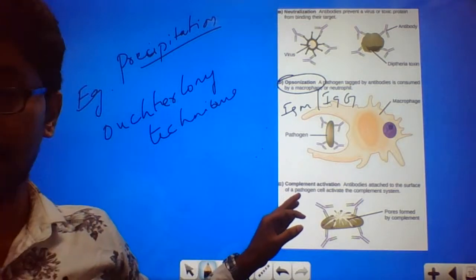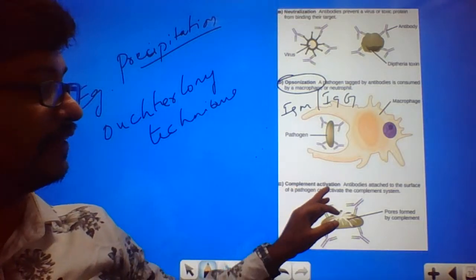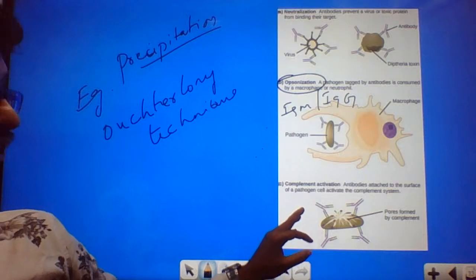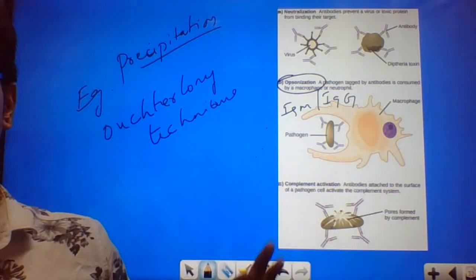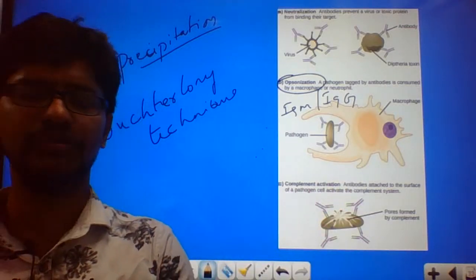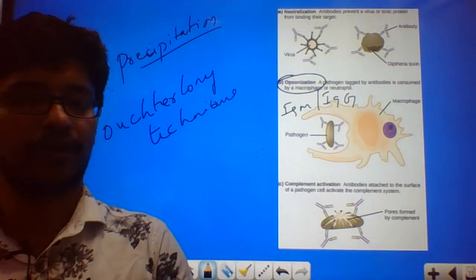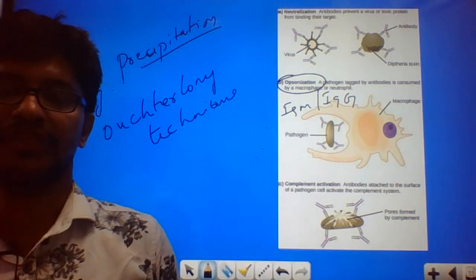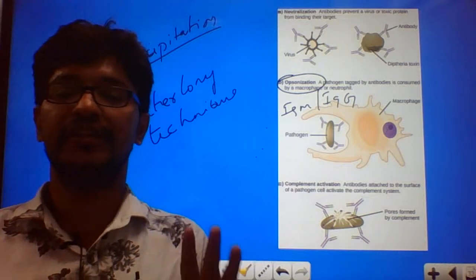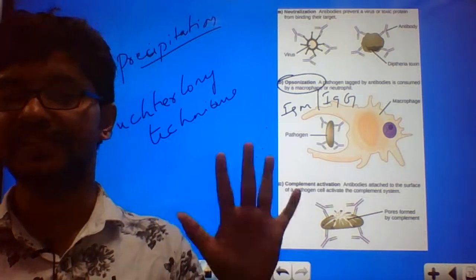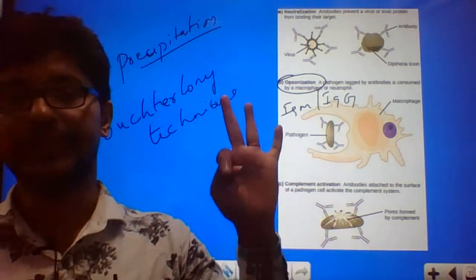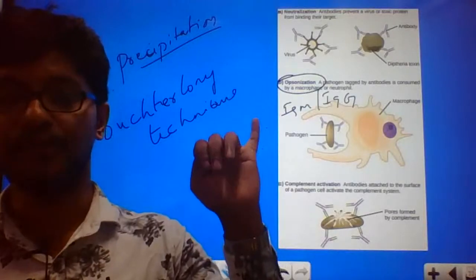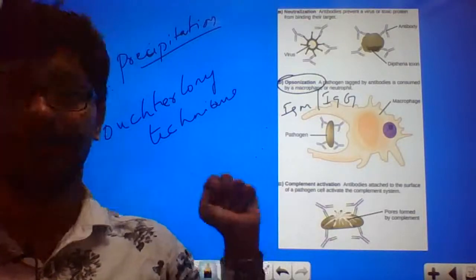The last one is complement fixation, where the antibodies attach to the surface of the pathogen cell and activate the complement system. We have the classical pathway and the alternate pathway, but since the NCERT book does not give anything about complement, I'm not explaining it in detail. So study agglutination and precipitation. But as for functions of antibody, there are 5 main functions. What are the functions? Agglutination, precipitation, opsonization, neutralization, and complement fixation.